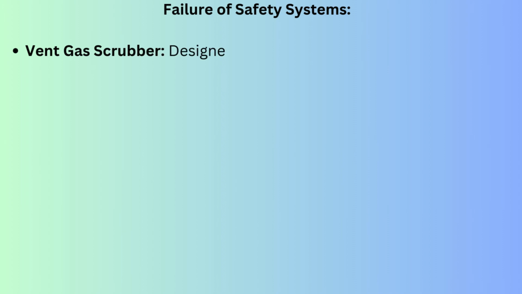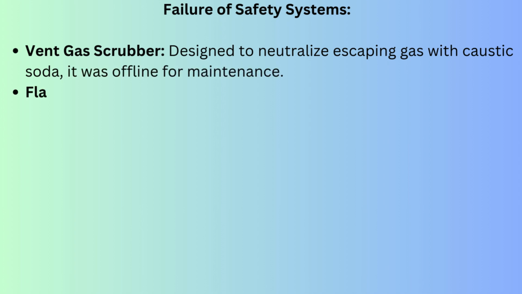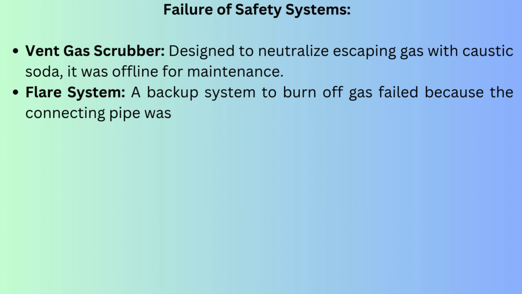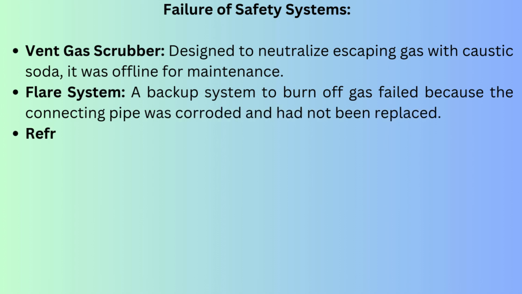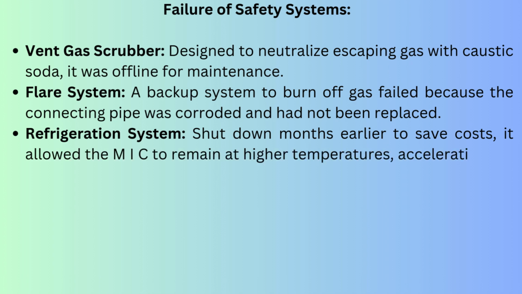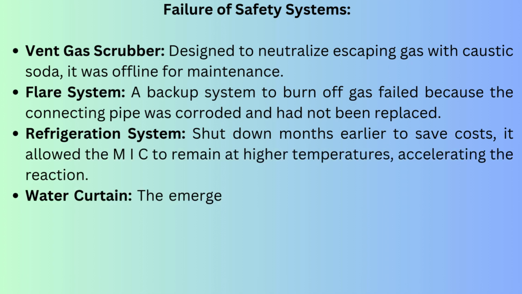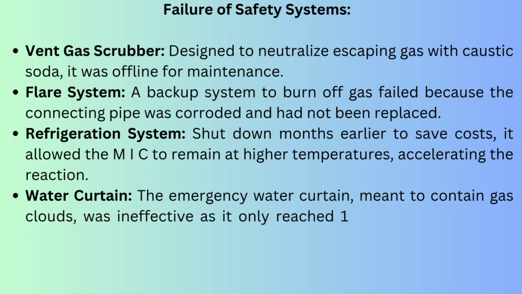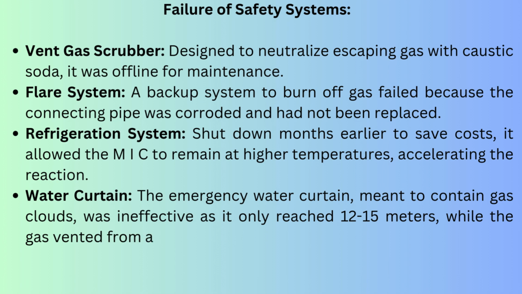Failure of safety systems. The vent gas scrubber, designed to neutralize escaping gas with caustic soda, was offline for maintenance. The flare system, a backup system to burn off gas, failed because the connecting pipe was corroded and had not been replaced. The refrigeration system, shut down months earlier to save costs, allowed the MIC to remain at higher temperatures, accelerating the reaction. The emergency water curtain, meant to contain gas clouds, was ineffective as it only reached 12 to 15 meters, while the gas vented from a 33-meter stack.